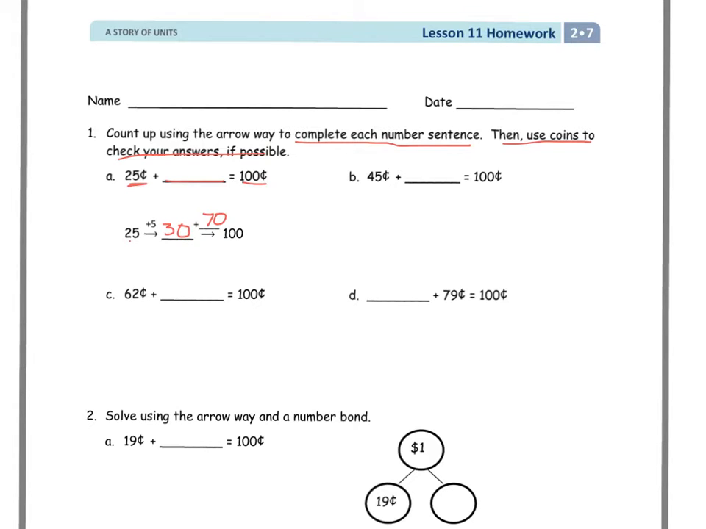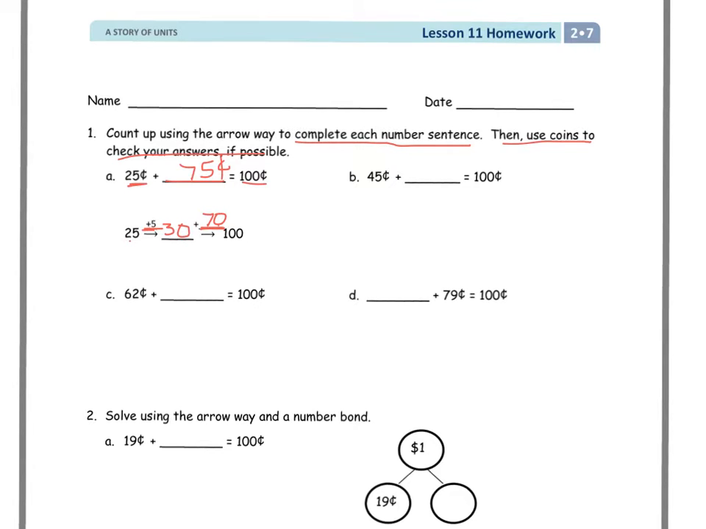So now I'm going to add this line and that line right there. So 5 and 70 get me 75. And I'm going to put my cent sign in there to keep my units correct.